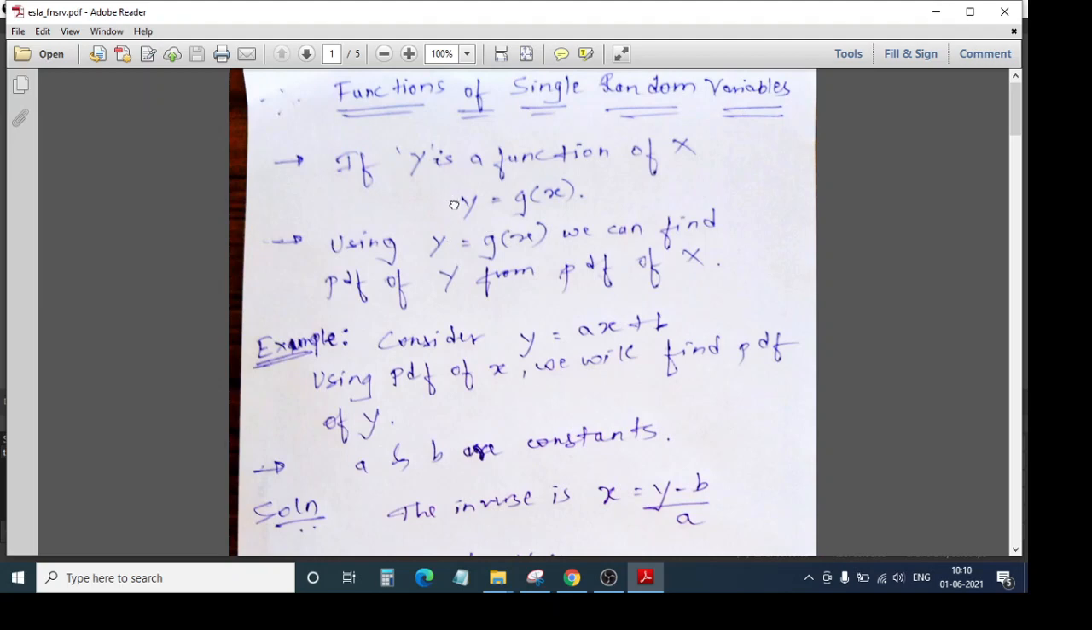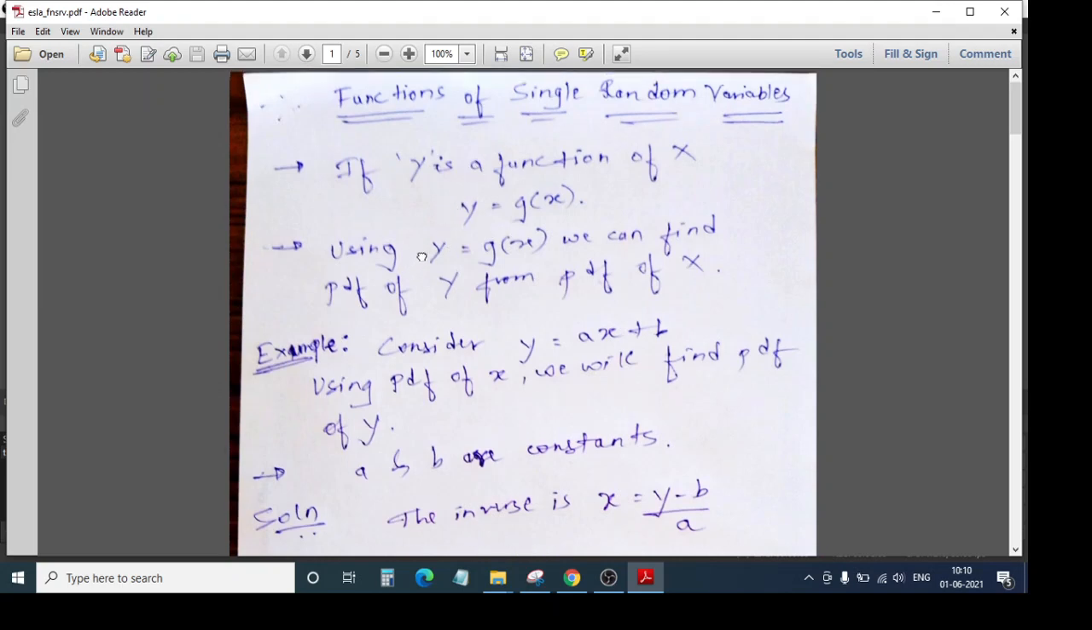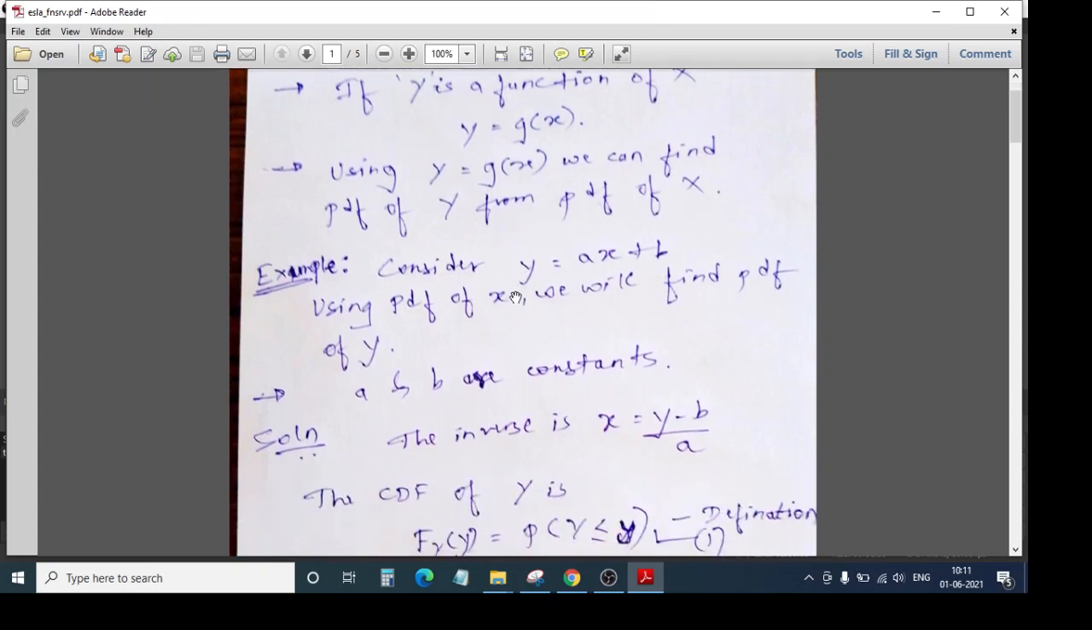Okay, so here in functions of single random variables, what we'll be doing is we will be using y is equal to g of x, and then we'll try to find the pdf of y from the pdf of x. So observe here friends, first we will try to find the pdf of x, and from that pdf of x we'll try to find the pdf of y. Okay, so in order to demonstrate this, let us see it with the help of an example.